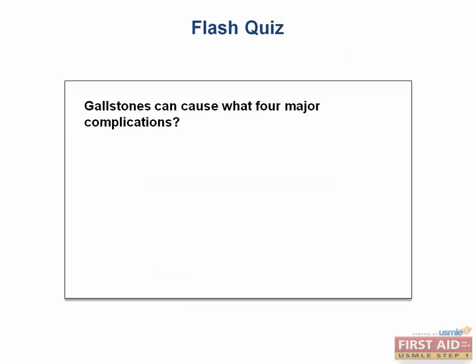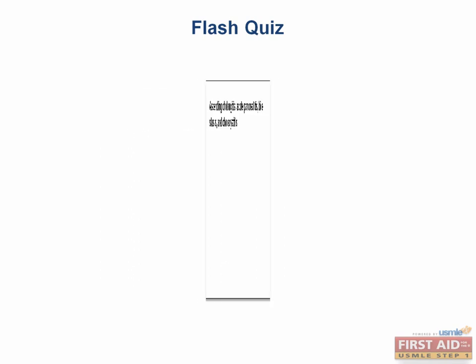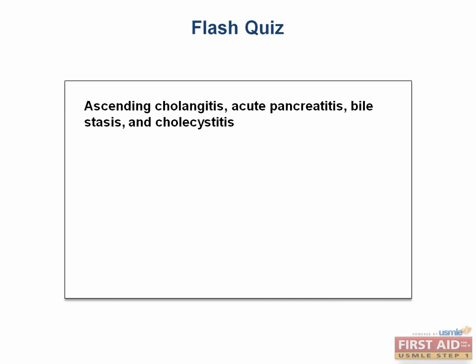Let's do a quick flash quiz in order to make sure we got all of that. Gallstones can cause what 4 major complications? The 4 important ones to know are ascending cholangitis, acute pancreatitis, bile stasis, and cholecystitis.